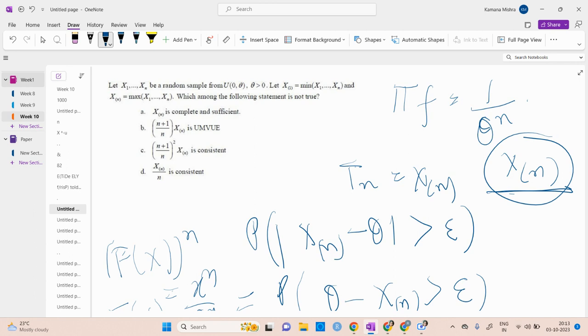Xn is consistent. That means if we have anything which is a multiple of it and as n tends to infinity goes to Xn, then that one will also be consistent. So n plus 1 upon n, squared, will be 1 plus 1 upon n into 1 plus 1 upon n, both go to 1. So this one is consistent, but Xn upon n will go to 0. So this is inconsistent. We wanted to find the not true one, so this one is not true.